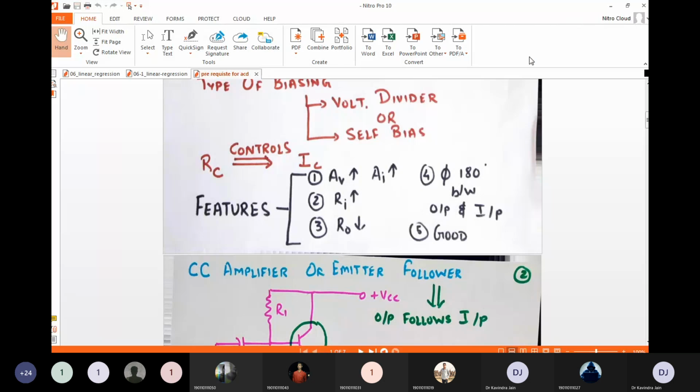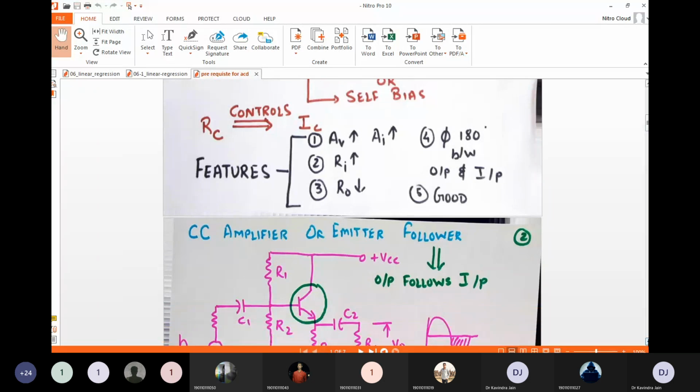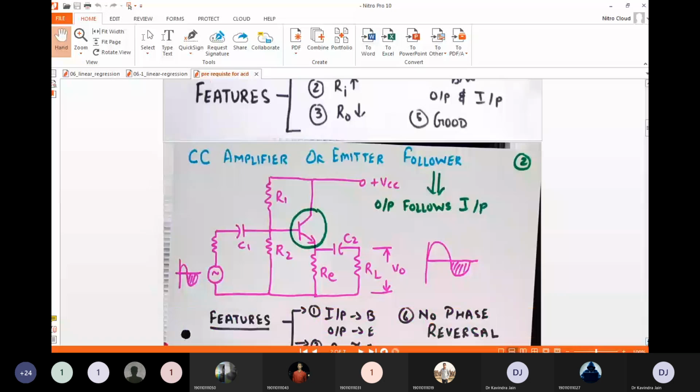Now we move on further with the amplification purposes, that is the CC amplifier, or commonly known as emitter follower circuit. Please draw the circuit. Once you draw, please respond.